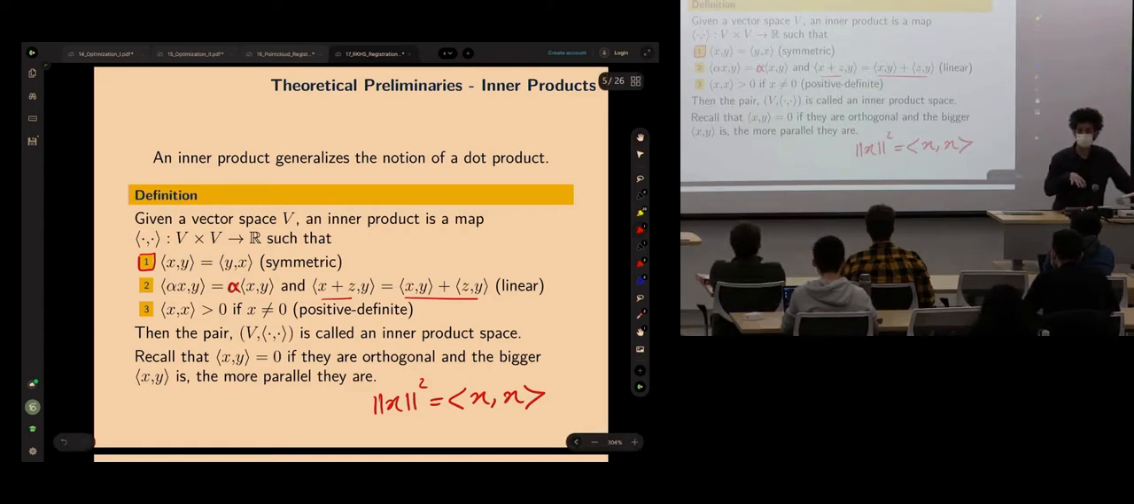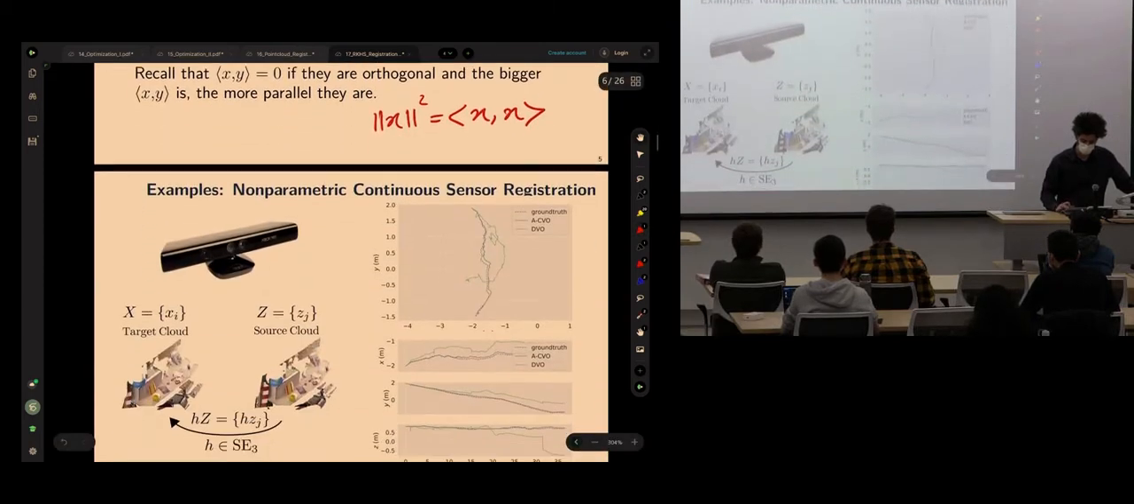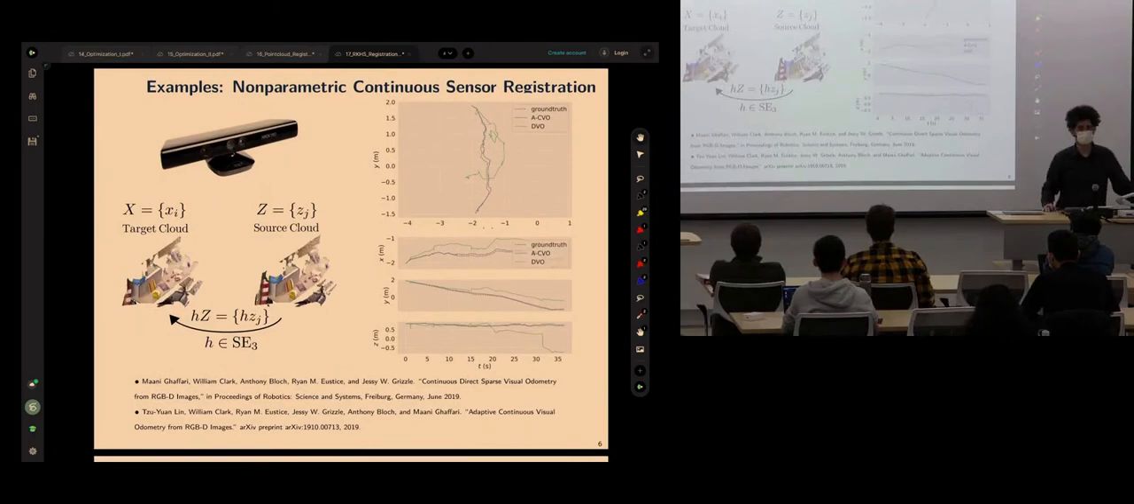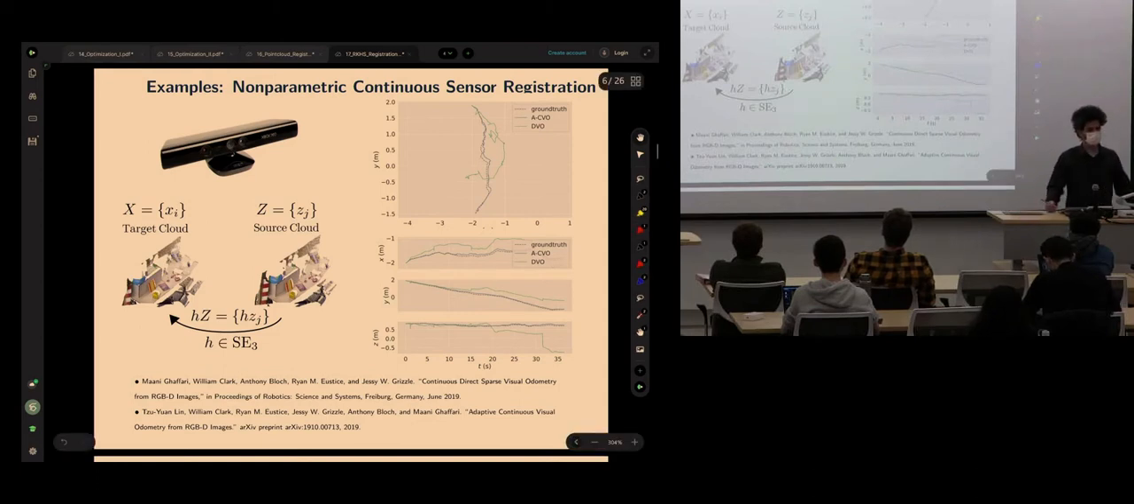So we will see how we use this concept to formulate the problem. Examples of what things we can do with this framework, before making you exhausted with some equations. So we can solve RGBD registration. What does it mean?